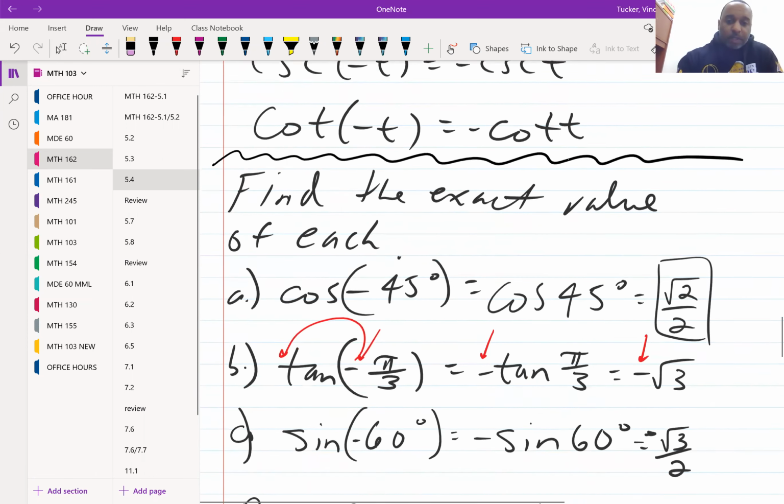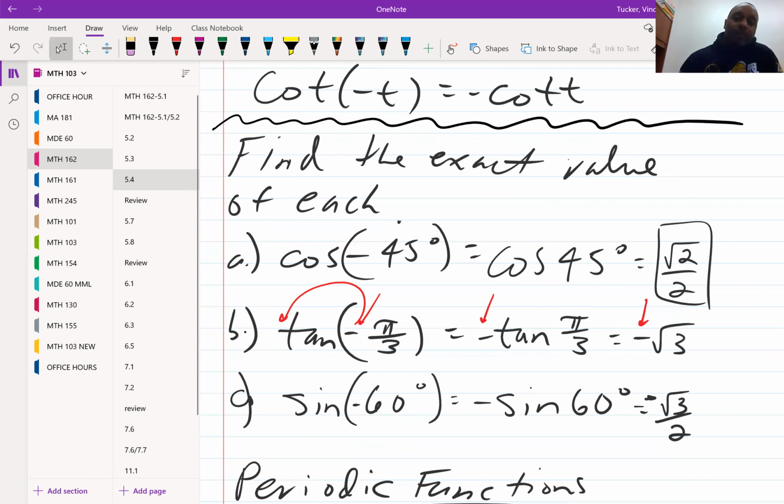Next one, tangent of -π/3. That's the radians value for 60 degrees. So it's an odd function. So the negative on the inside can be pulled to the outside, and you can find the tangent of π/3, which is the square root of 3. So that negative on the outside is the same one that was on the inside of the tangent. And then, like I said, what you do is find the tangent of π/3, which is just square root of 3.